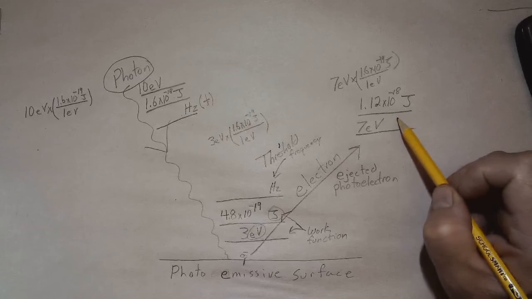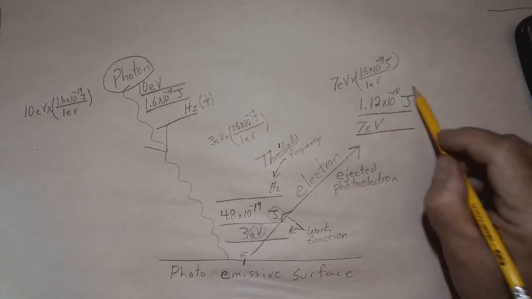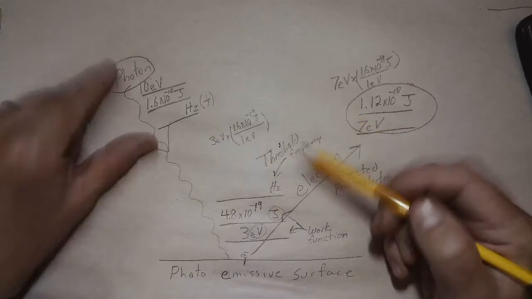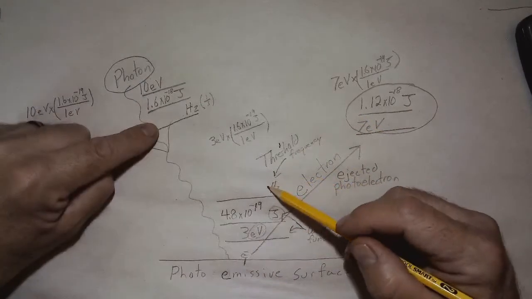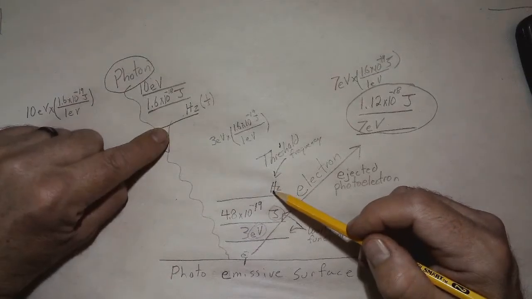Question: is converting this to frequency, for the electron, useful? The answer is no. So these two are all we need for that. But for the photon ejecting that electron, we're going to have to get some units in hertz. Why? Because the photon has a particular vibration.